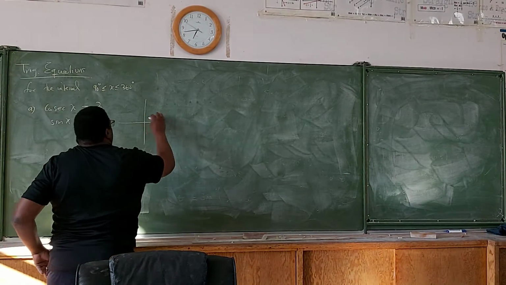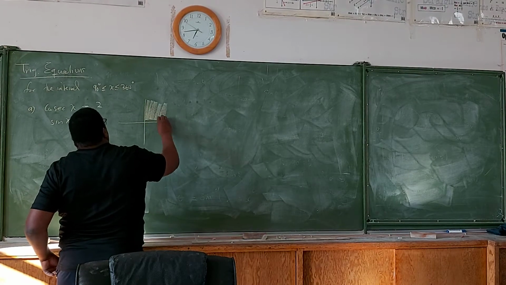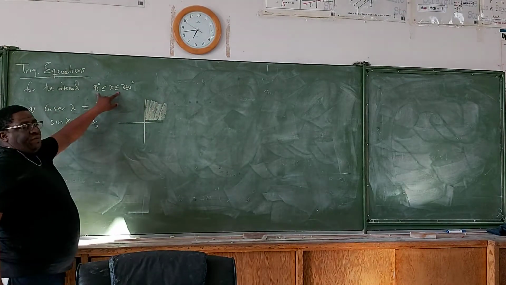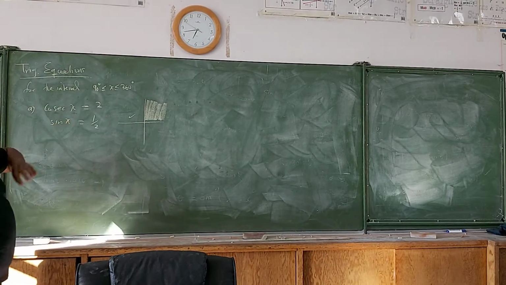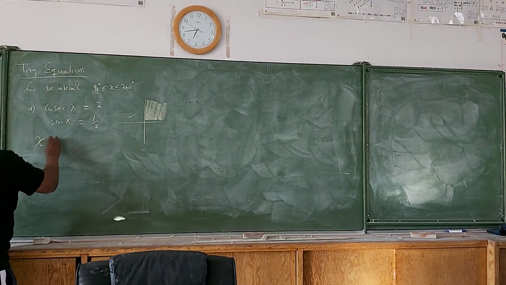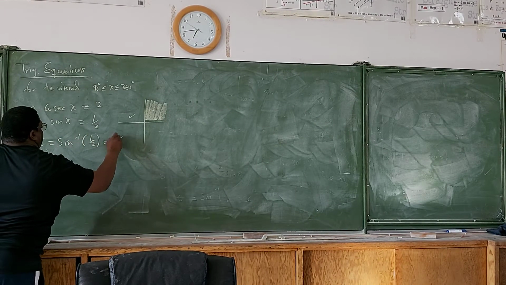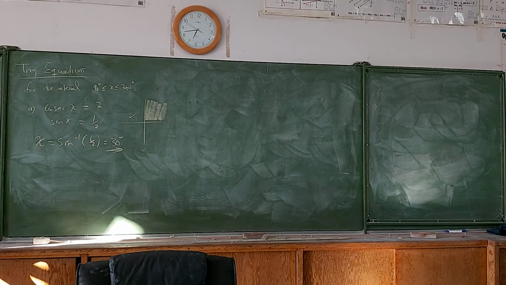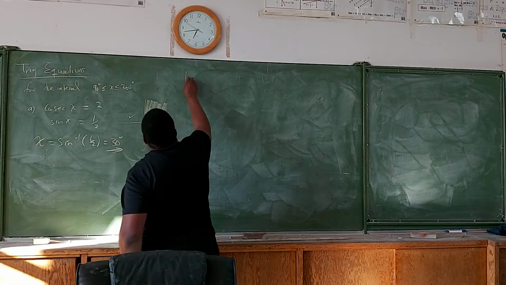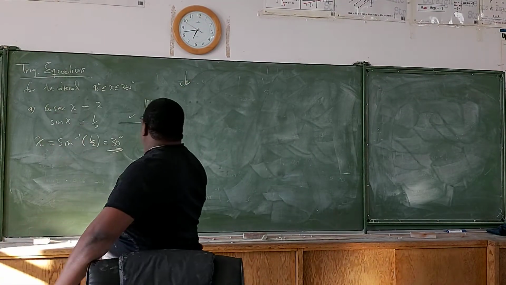Now remember, this quadrant is blocked out already because of that condition. It's not part of our domain. So it's only going to be this quadrant where the sine is positive. We know that angle x is equal to 30 degrees. And that's all. 5.6. We're going to get to radians tomorrow.